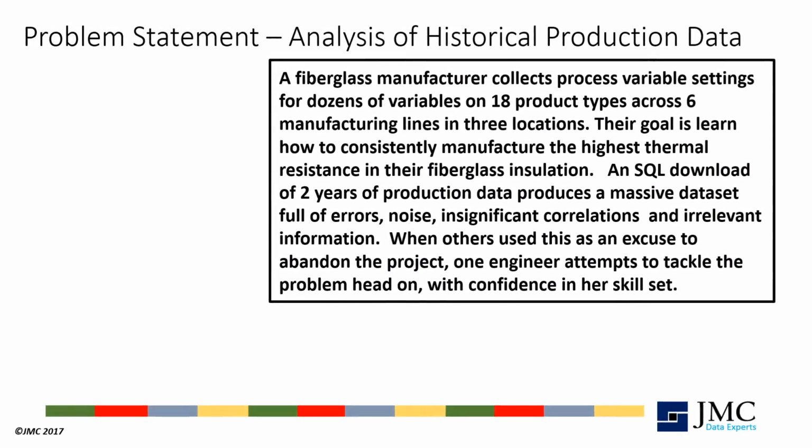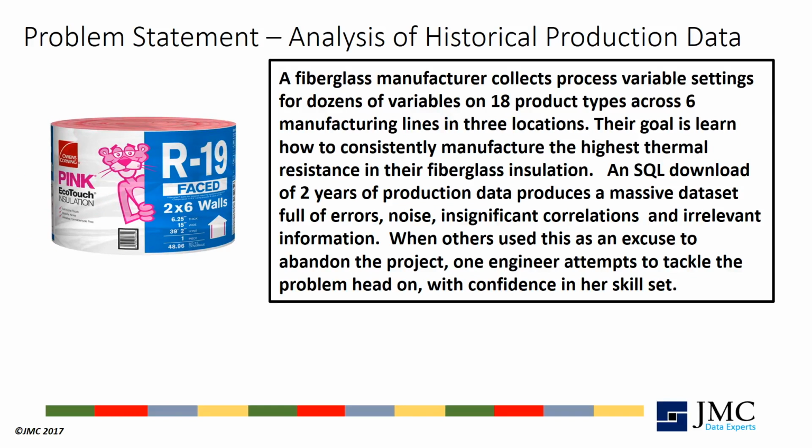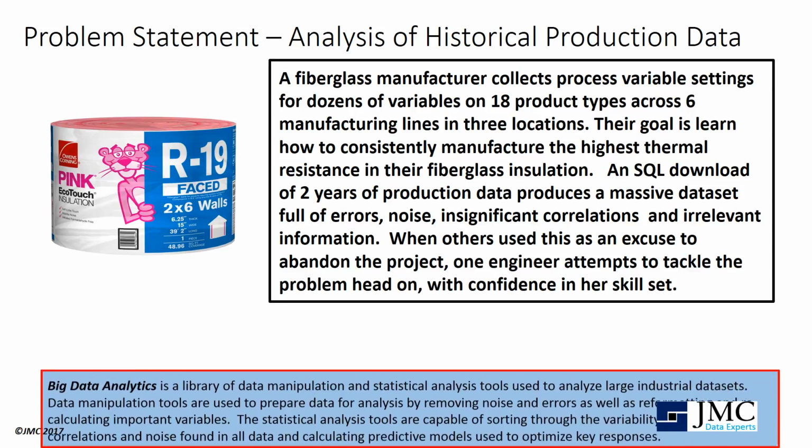Owens Corning produces insulation in dozens of grades at 3 locations on multiple manufacturing lines. They needed a better understanding of their process to learn how to consistently produce the highest thermal resistance, or K rating, in their insulation. A download of 2 years' production numbers contained thousands of rows of data, but unfortunately also errors, noise, insignificant correlations, and irrelevant information.